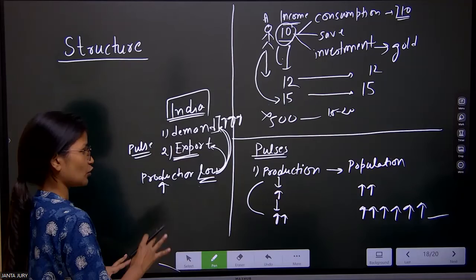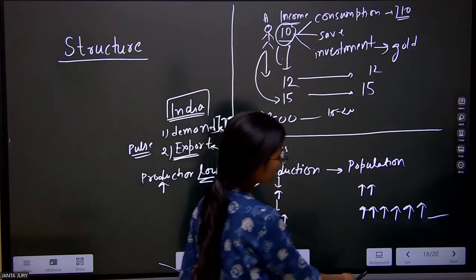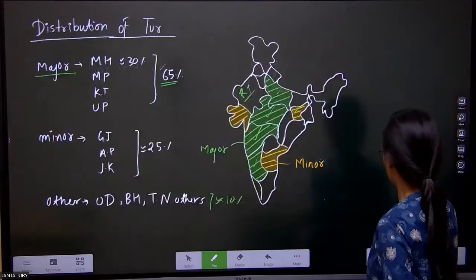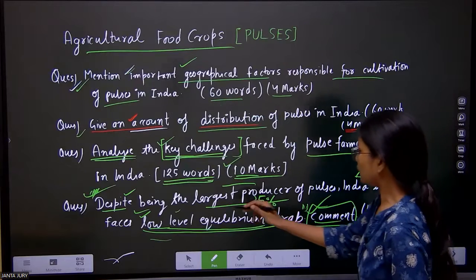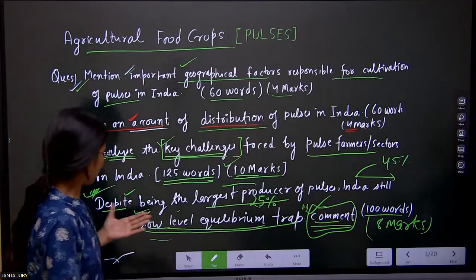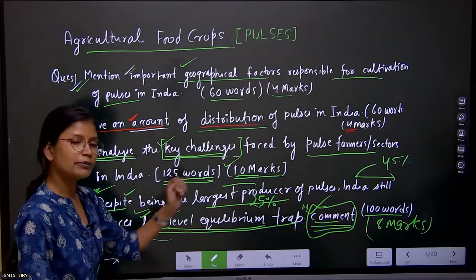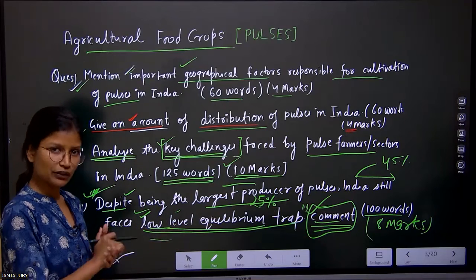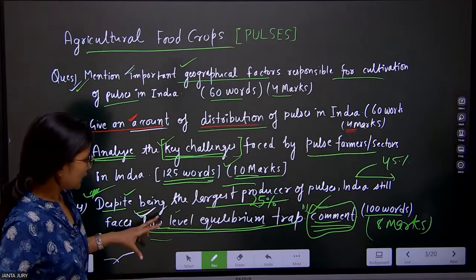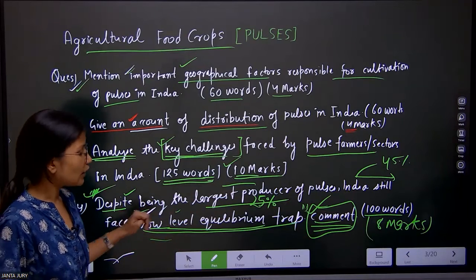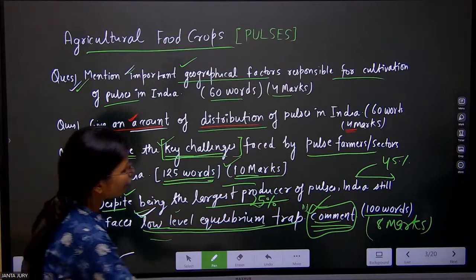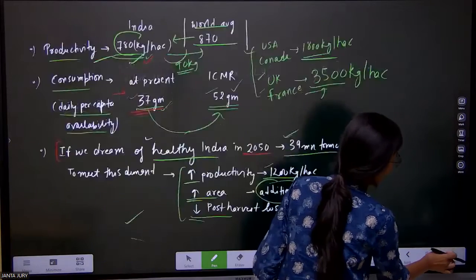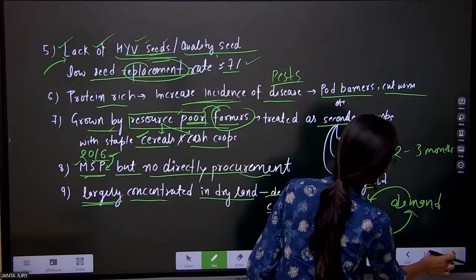So what should be the structure of this answer? The question was about commenting. The question was that despite India being the largest producer of pulses, India still faces the low level equilibrium trap. I hope I made you understand how India is facing the low level equilibrium trap in pulses. Fine. Now, what do we have to do? Comment. So when it comes to comment, what exactly do we need to do?